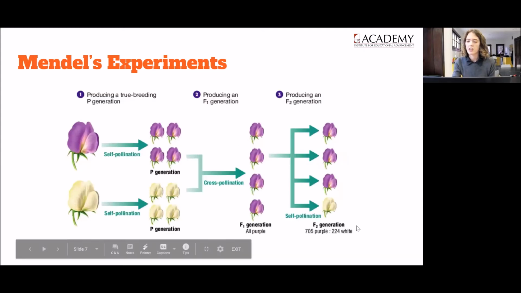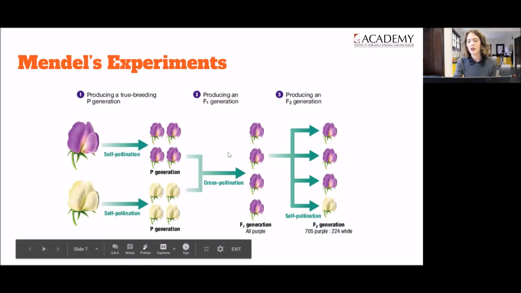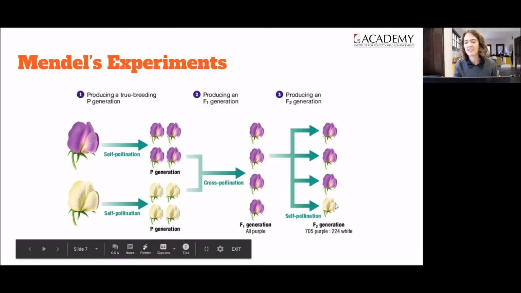We're going to be looking at this generation now, all the way to the right. So we saw long line of purple, and then long line of white crossed, all purple, and then this last generation that I'm talking about now, they were about 3/4 that were purple and 1/4 that was white. And you'll see he didn't just do this 4 times and see 4 flowers, 3 which were purple, 1 was white. He did this almost 1,000 times. So 705 purple flowers, 224 white.